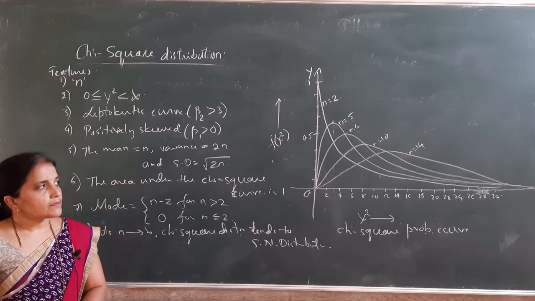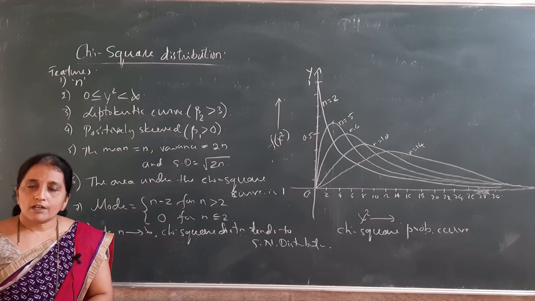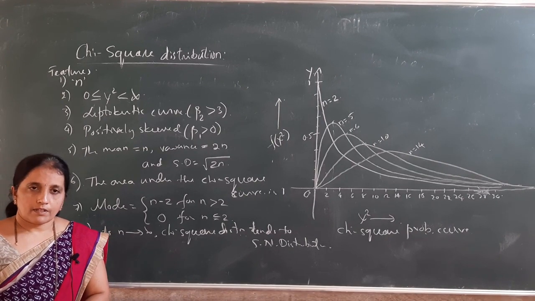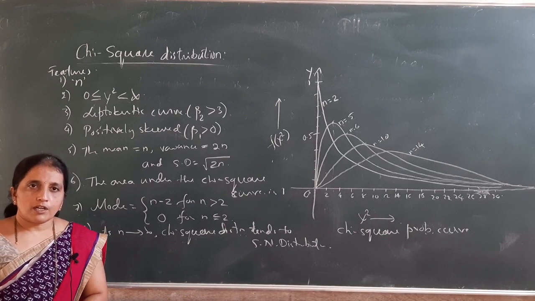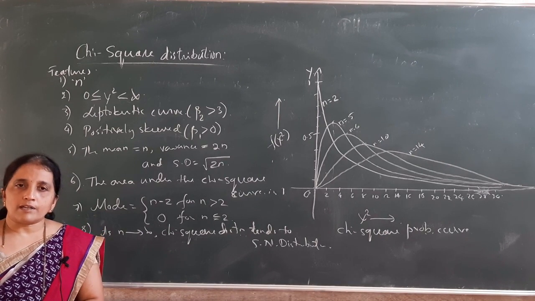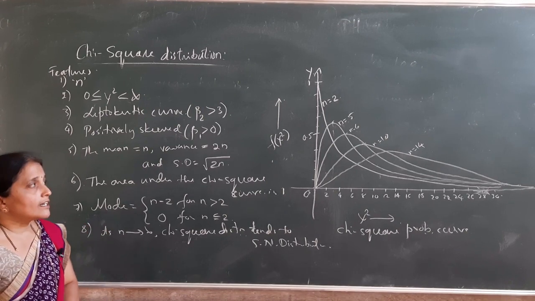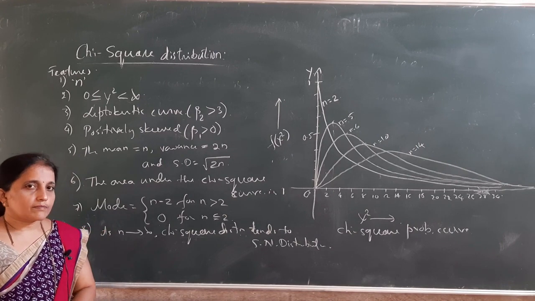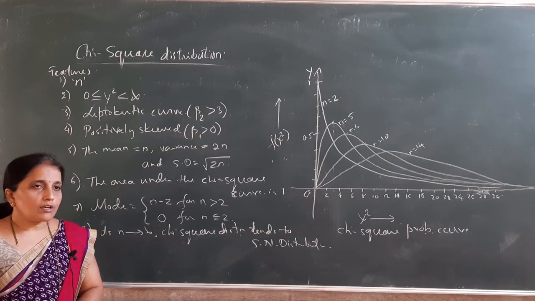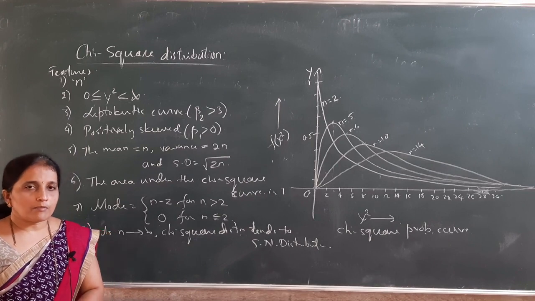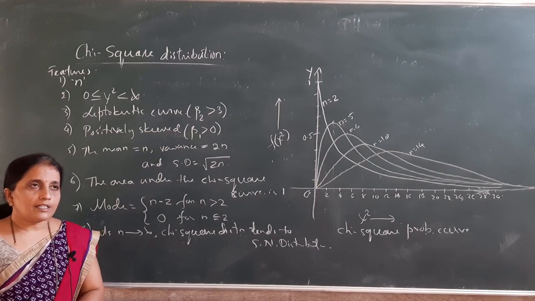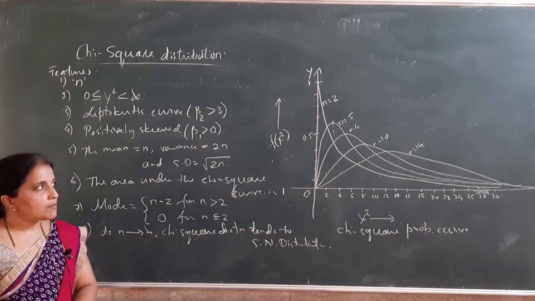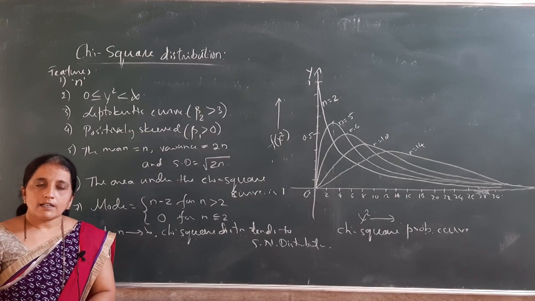And one more, it is used to test whether 2 attributes are independent or not. So consider any 2 attributes. To test whether those 2 attributes are independent or not, chi-square distribution is used. And all those testing procedures come under the chapter testing of hypothesis. Let us solve some problems on chi-square distribution in the next session.